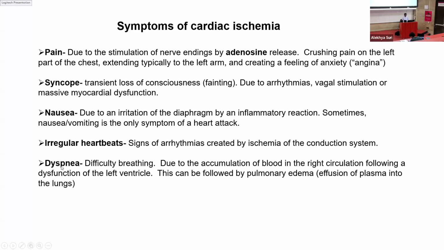And finally, dyspnea, which is difficulty in breathing. This is due to the accumulation of blood in the right circulation. Since the left ventricular function is reduced, most of the blood will be on the right ventricular side. It starts to accumulate in the veins and venous system. That will cause pulmonary edema, because most of the blood goes to the lungs and will not be pumped properly. And then with the pressure, it will cause pulmonary edema. So this causes the difficulty in breathing.